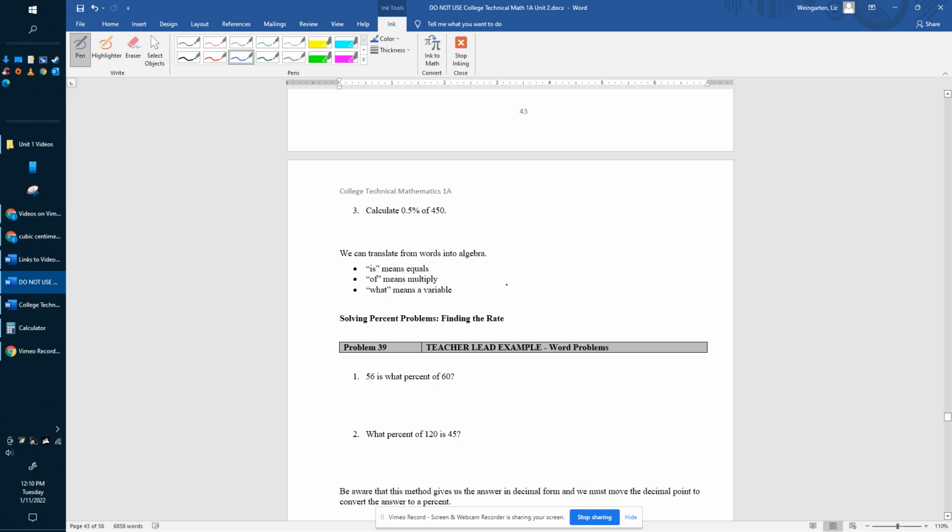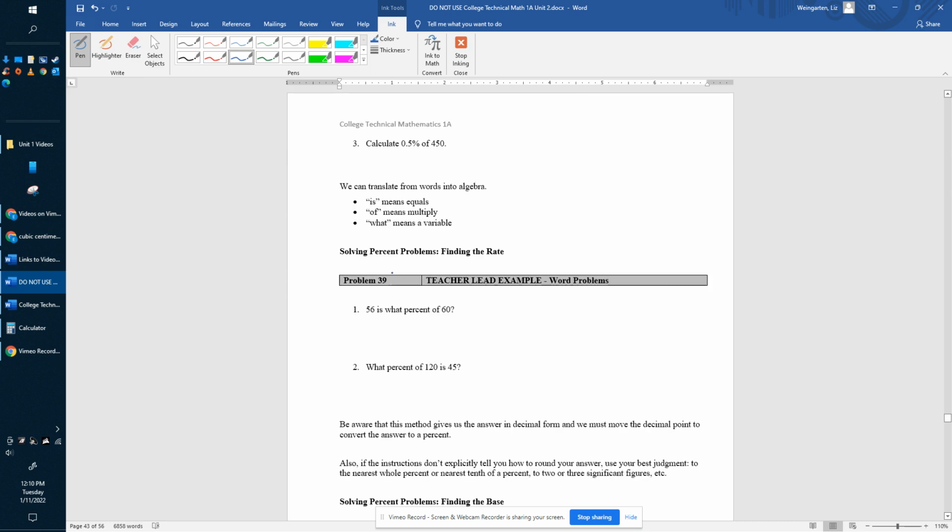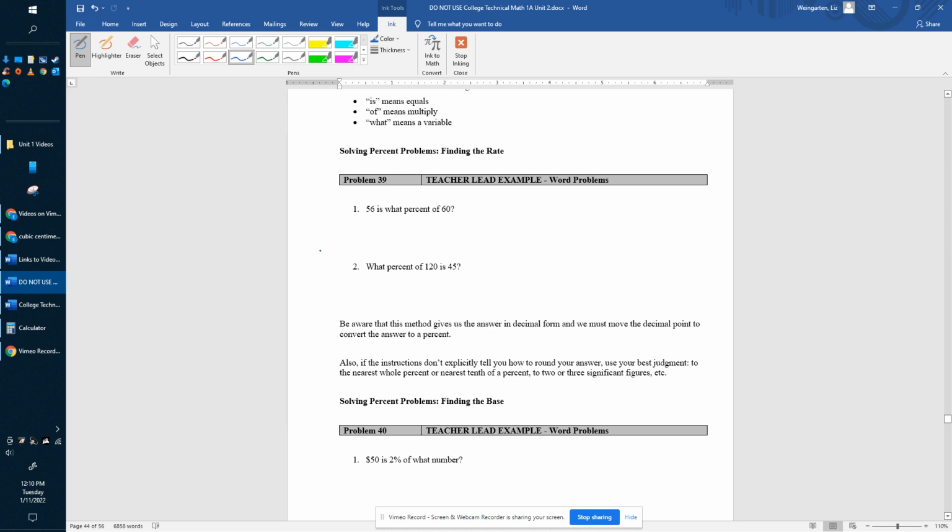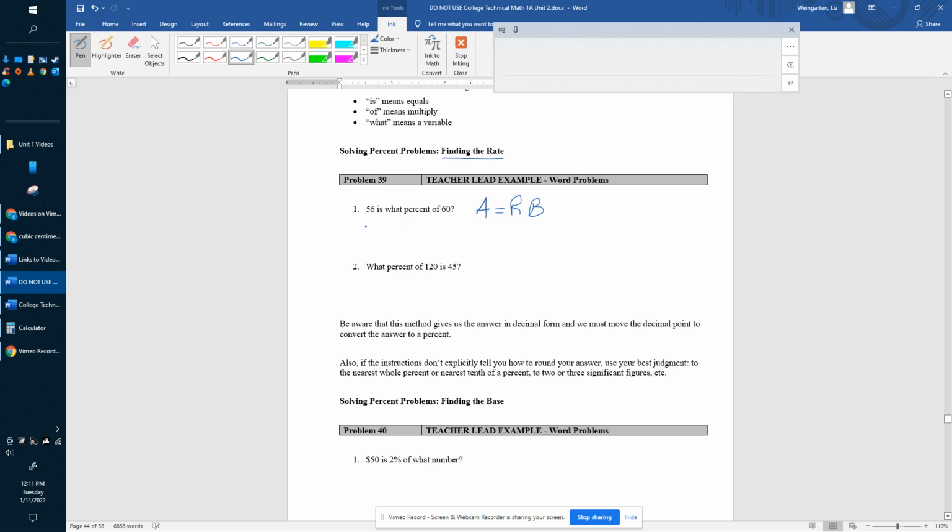Here's a reminder of what we can translate from words into algebra. Remember, is means equals, of means multiply, and what means a variable. All right, we are still working with A equals R times B, amount equals rate times base. Now we have different things to find out. We're going to try to find the rate. So looking at number 1, 56 is what percent of 60?